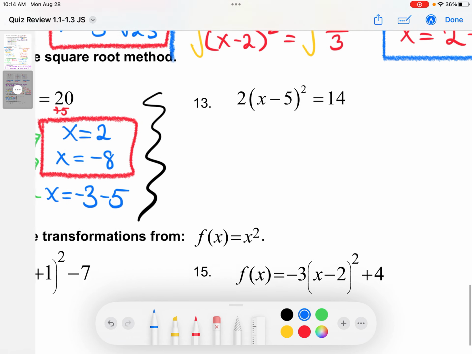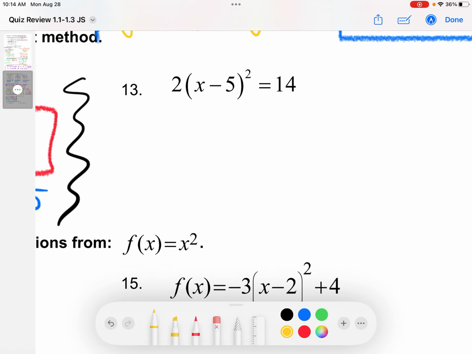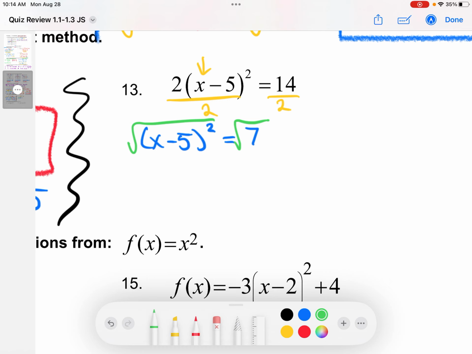Let's look at 13. Similar idea. We have only a single variable x, so we want to isolate it. First thing we want to do here is divide off that 2. And then x minus 5 all squared will equal 7. Then we need to take the square root of both sides. Square root undoes the square. So x minus 5 will equal plus or minus square root 7. Anytime we take a square root to solve, you use the plus minus.